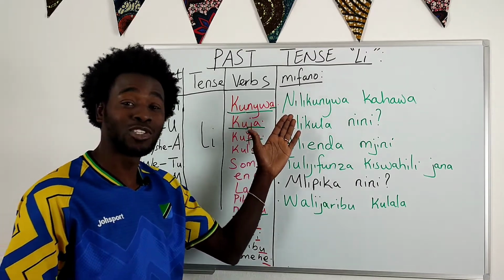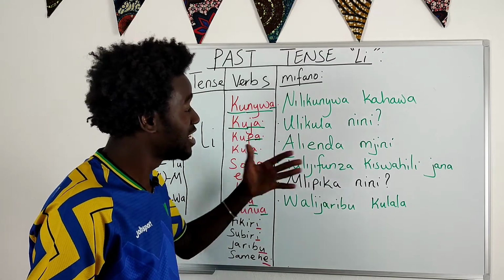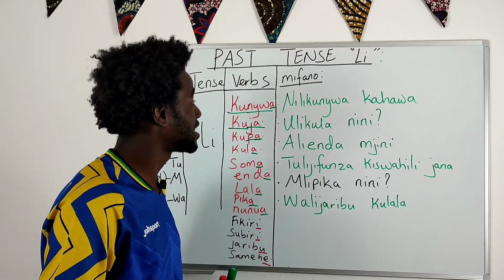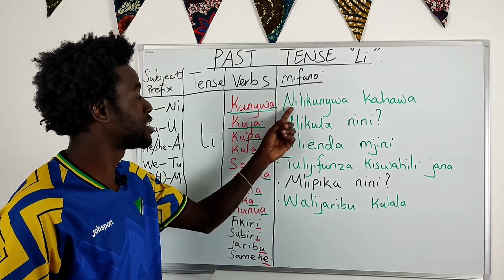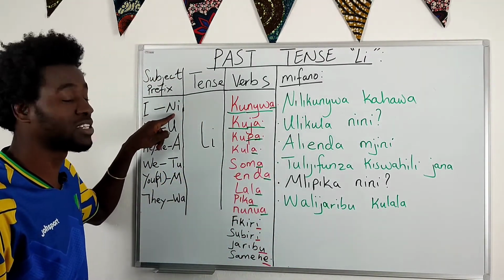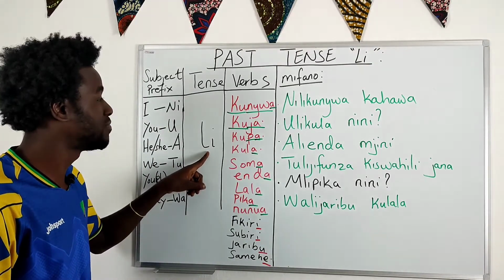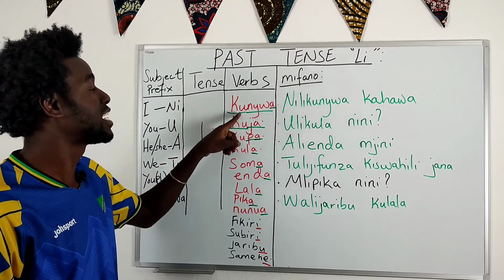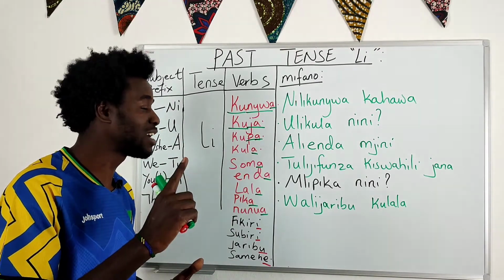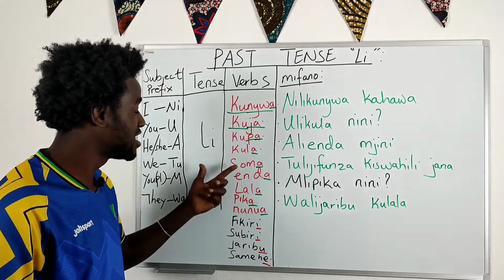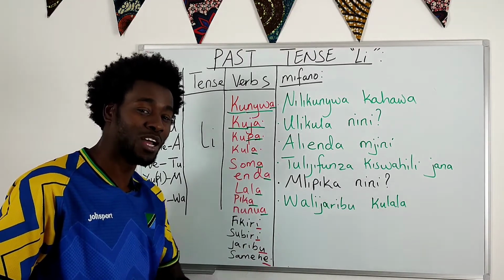Here, I wrote some examples that will lead us on how sentences are constructed in past tense. Rule number one, use subjective prefix. Look, I use subjective prefix. Rule number two, use past tense, which is li. And rule number three, keep ku in monosyllabic verbs, the verbs which have only one syllable, and drop ku in non-monosyllabic verbs, the verbs which have more than one syllable.